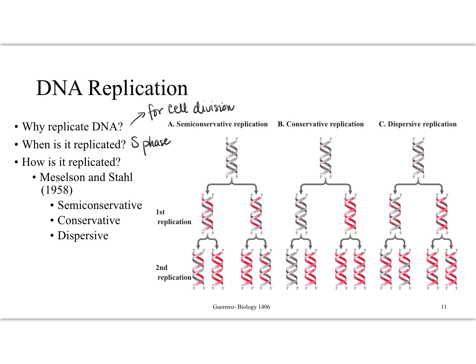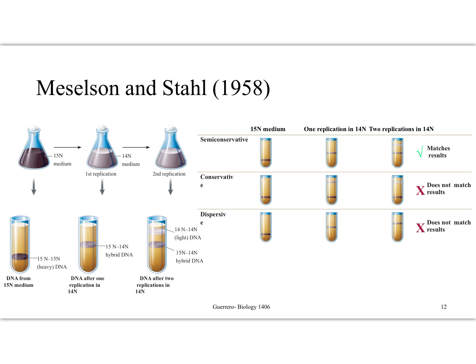With conservative replication, I have my original DNA, and that DNA gets copied, and both of the new strands come together to make my second copy of DNA, and my original copy of DNA rejoins itself and goes back to being original. Okay? With dispersive replication, sections of my old DNA are incorporated with sections of my new DNA. And that's how both pieces are made up. So that was their theory.